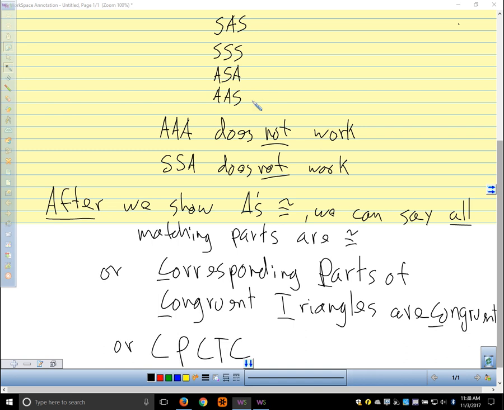So all I want to do now is go through a couple of examples of applying this idea. So CPCTC we always use after we show that triangles are congruent. We never use CPCTC as a reason to say that triangles are congruent. We use it after we show that triangles are congruent. So let's go through a couple of examples.